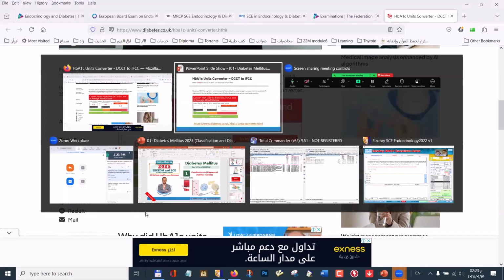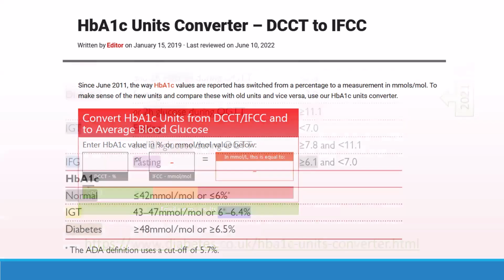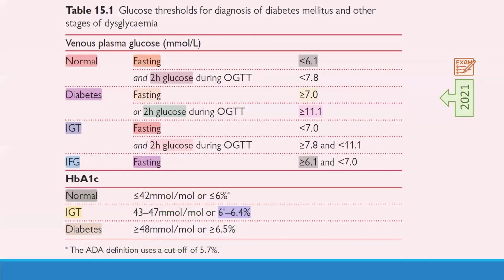And actually in the final exam, in the recent few years, they put these two units. They mention it by millimole per mole, and in the bracket, they will mention it by percent. But the most important for the exam is the millimole per mole unit. This is very, very important. So this is a table from the Oxford Handbook, which is important to know about.